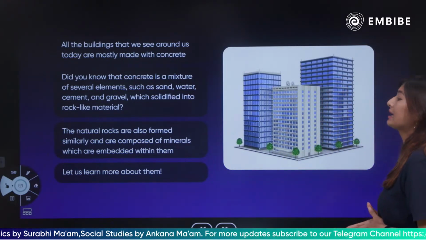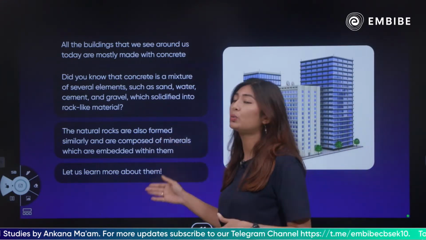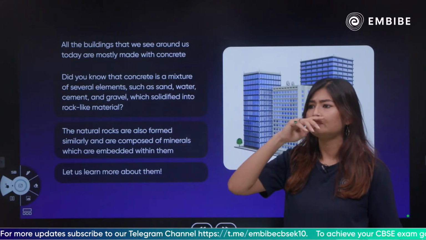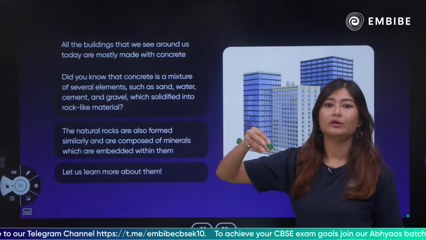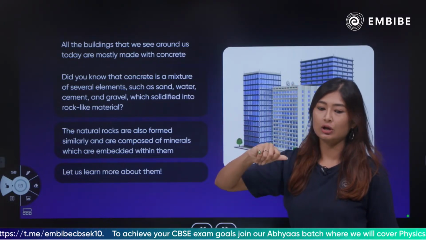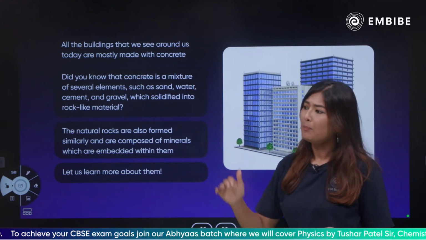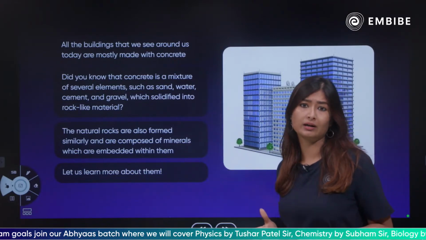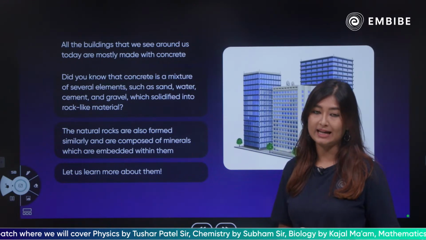The natural rocks are also formed similarly and are composed of minerals which are embedded within them. So it's a very good analogy, you see. When you break a building wall, you'll find multiple things coming out of it. You'll see something like a sand structure. ठीक है, sand की composition का कुछ आपको मिलेगा. You'll find the iron bars within it. Multiple layers would reveal multiple things. It might reveal a brick. तो ऐसे अलग अलग चीज़ें आपको दिखाई देती हैं, मिलती हैं, ठीक है.